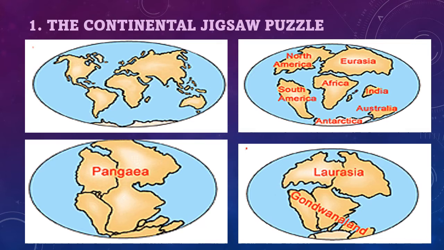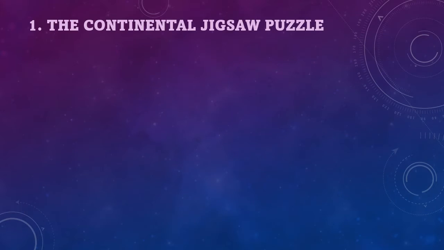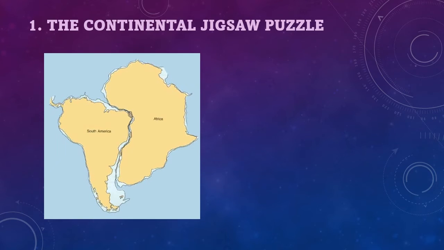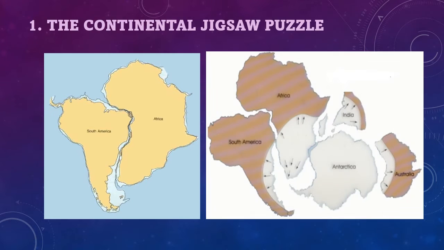until it formed the present position of the 7 known continents, namely Asia, Europe, Africa, Australia, Antarctica, North America, and South America. That is the reason why some continents seem to be part of a jigsaw puzzle. Just for example, Africa and South America, and also India, Antarctica, and Australia.